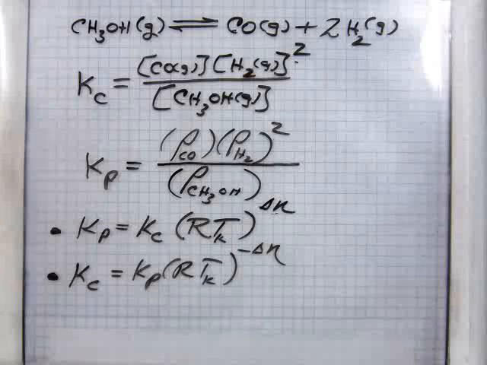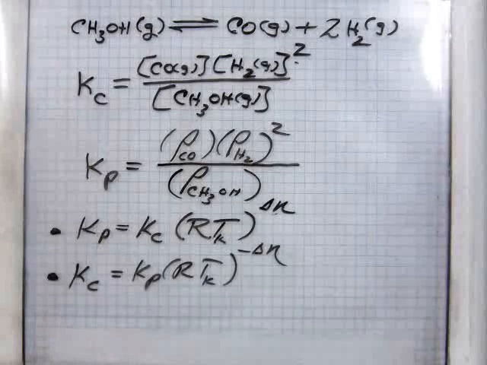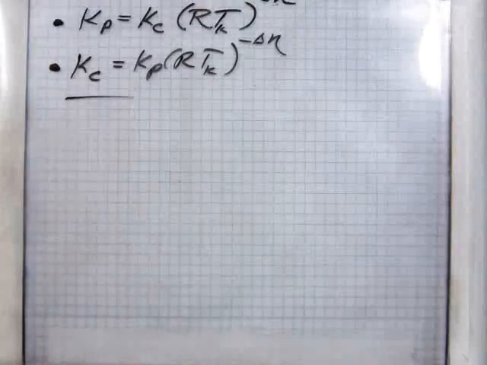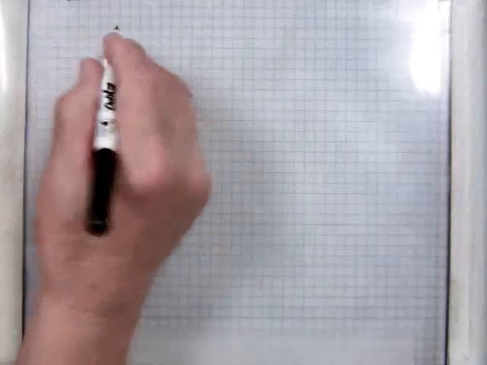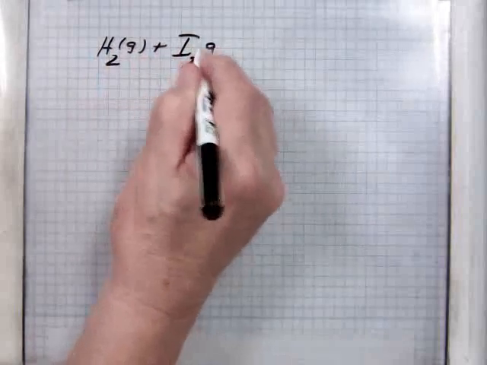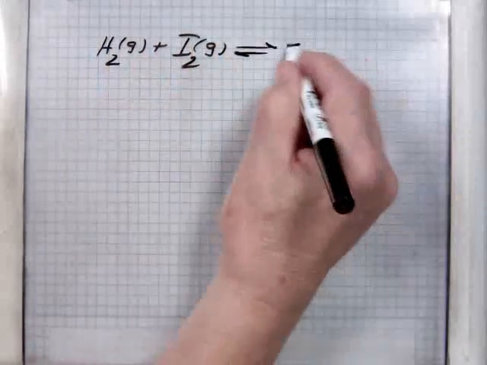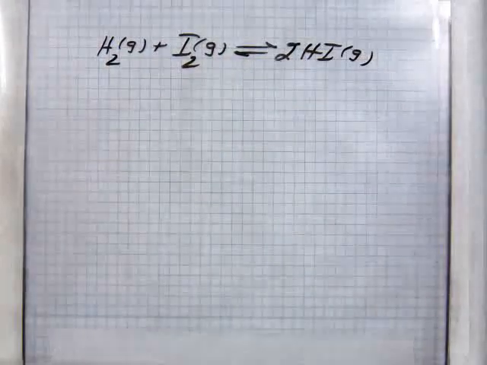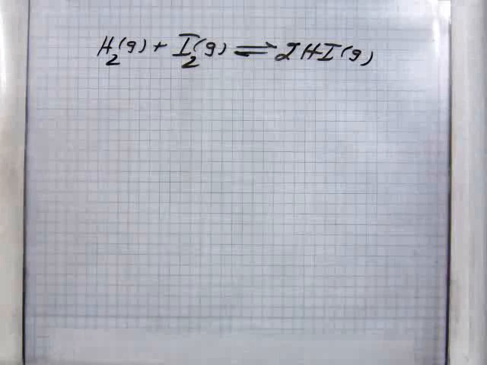But the numerical value is what you care about. Now there's one case in which Kp does equal Kc, and that's when the sum of molar volumes on the reactant side equals the sum of molar volumes on the product side. For example, if I have the equation H2 gas plus I2 gas in equilibrium with 2HI as a gas, what's the Kp-Kc relationship?